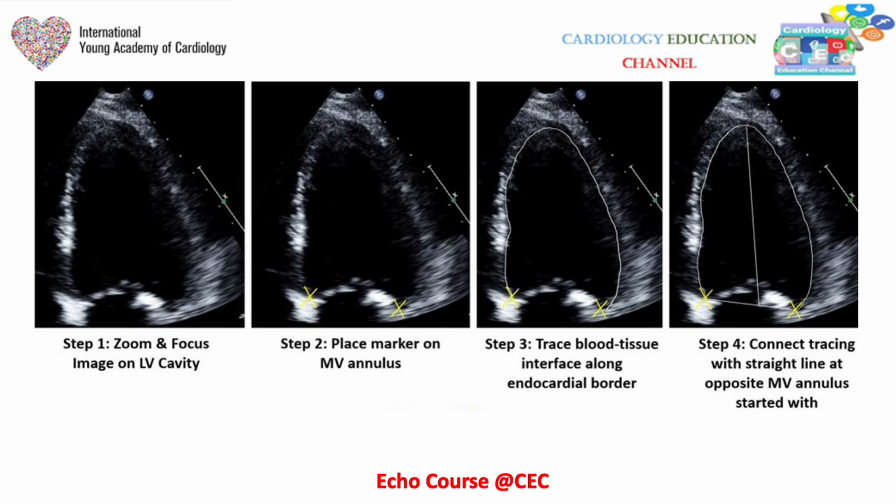So, step 1, you are zooming and focusing the image on the LV cavity and trying to get the best image you can get from here with all the endocardium visualized and you have the true apex. Then you place the marker on the mitral valve annulus, start tracing the endocardium starting from the medial annulus up to the apex and then over the lateral wall down to the lateral mitral annulus, and then connect the lateral mitral annulus and the medial mitral annulus by a straight line. Then the LV length is a line generated from the mid of this straight line to the apex of the left ventricle.